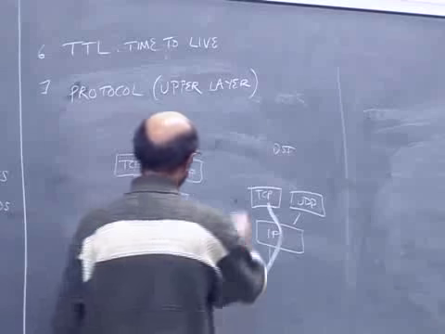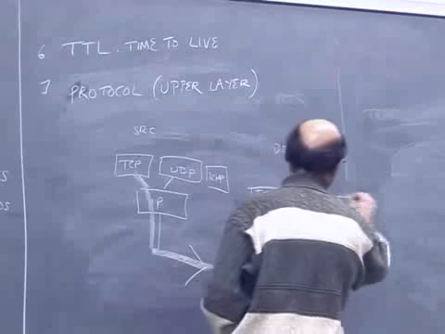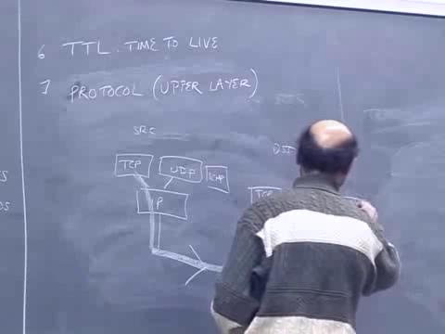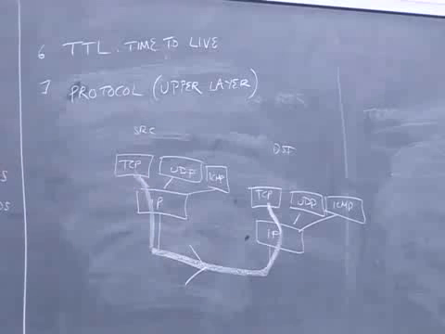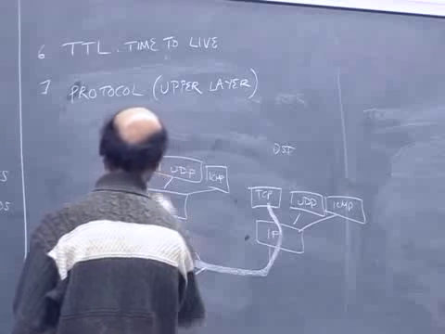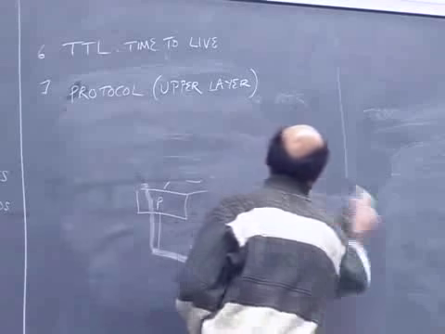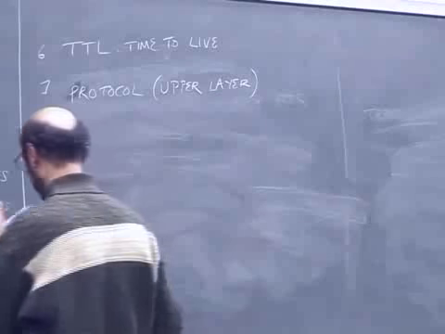So ICMP is sitting actually at the same level over here. It's a control message protocol. And so those are fields that are being used, okay? So that tells you where to go, and that's the protocol field. Pretty straightforward.